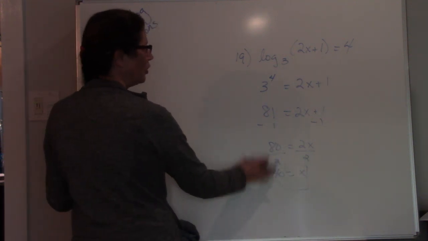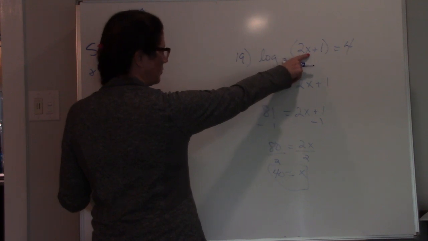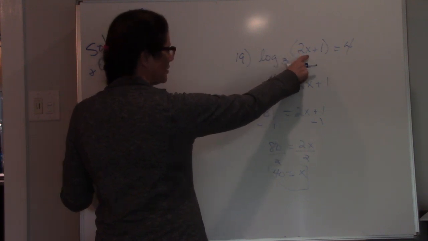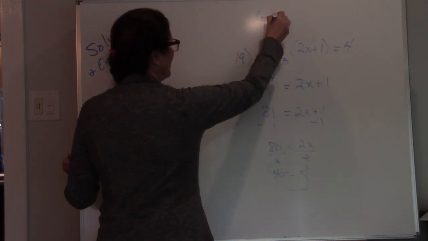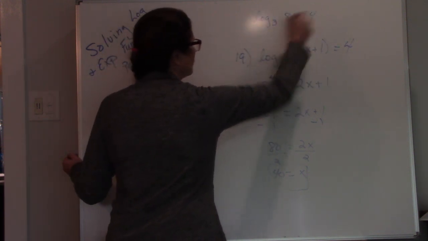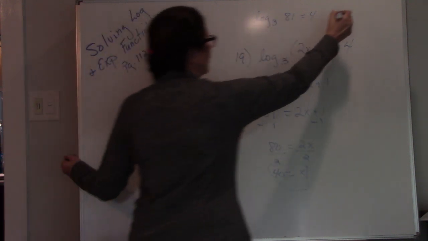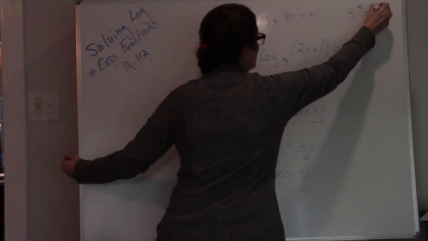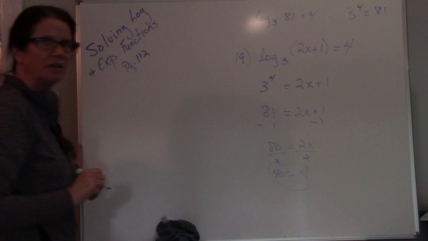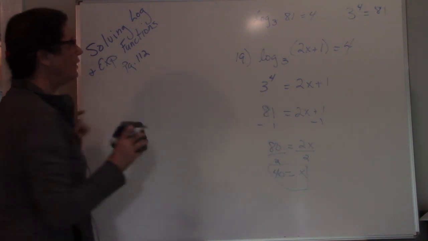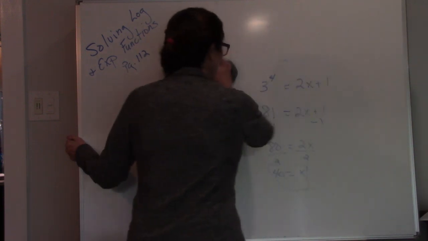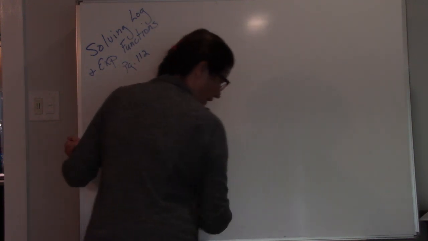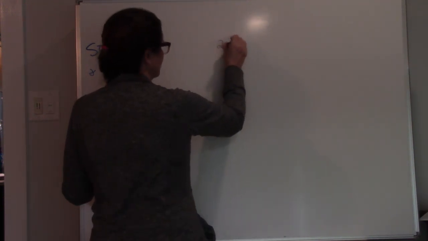Okay, now again, you can always plug your answer back in and make sure it makes sense. 2 times 40 is 80. 80 plus 1, so you have the log base 3 of 81 equals 4. Is that a true statement? Well, 3 to the fourth power does equal 81. Okay, so make sure that you feel comfortable going back and forth between a log and an exponent. All right, last one, number 20.